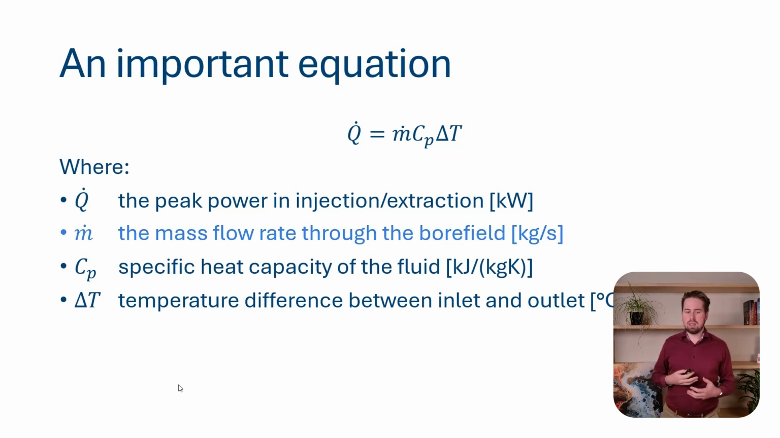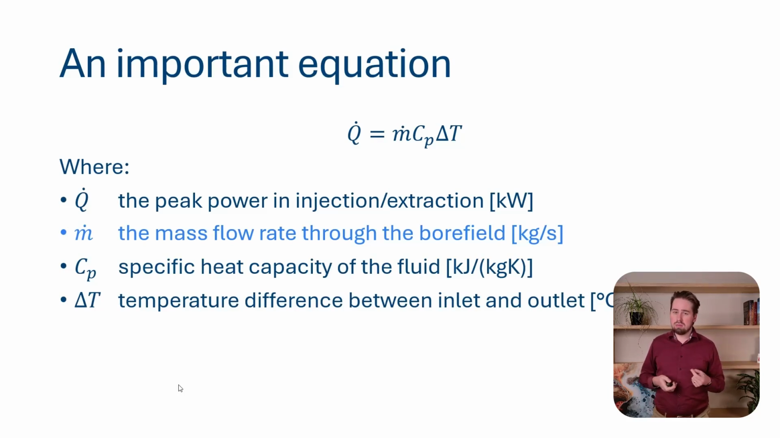And previously, what we did is we assumed the mass flow rate to be constant. And that's the way we've been designing borefields for 20 and sometimes more years. So we assumed the mass flow rate is constant, which means that if our peak temperature drops or increases, it's the delta T between the inlet and the outlet temperature that changes.